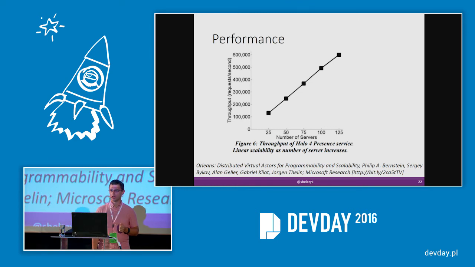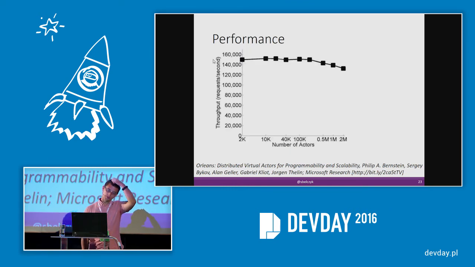As you can see, when you go from 25 servers in the cluster to 125 servers, the throughput scales linearly. I think it's a holy grail for designers of distributed systems to have this kind of linear, predictable scalability. On the other graph, we see the throughput as a function of the number of actors on one node. As you can see, the throughput is almost the same if you scale the number of actors from 2,000 to 2 million. There is a slope at the end, which the researchers explain by some internal data structure in the runtime which grows with the number of actors, but still these are pretty nice numbers.